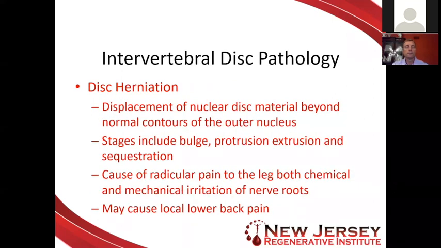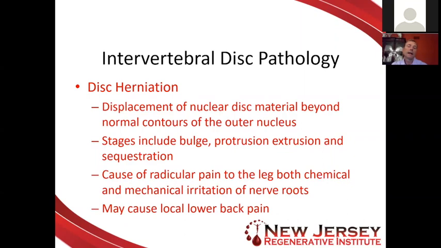Final bit of terminology is a disc herniation. That gel-like substance in the middle of our discs, if that starts to move out beyond its normal contours, we call that a disc herniation. And these occur in stages. You can have broad-based disc bulges. You can have a protrusion where it actually comes out in a certain area.